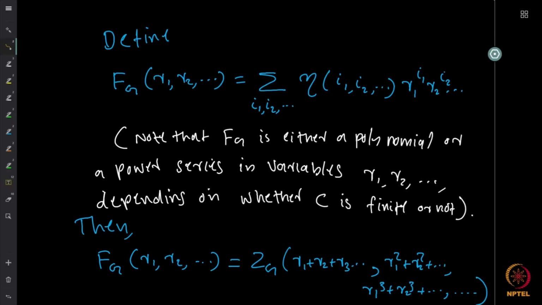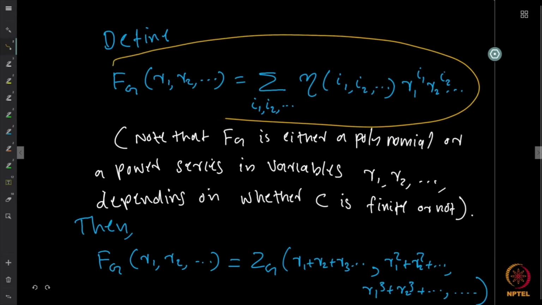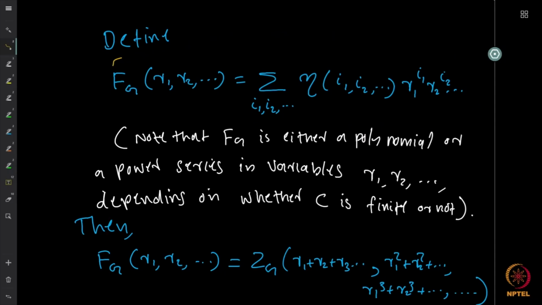The theorem says that there is a direct relation between the cycle index of the group and the counting of these inequivalent colorings, where the number of colorings is fixed. I mean, the number of occurrences of each color is a fixed tuple.